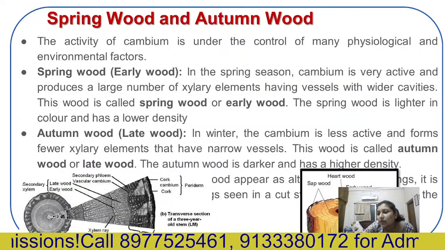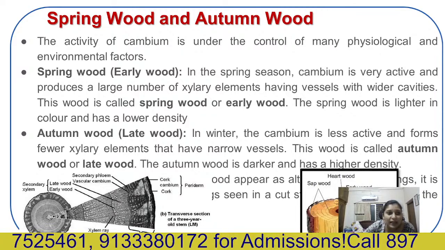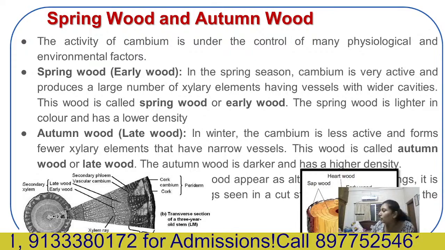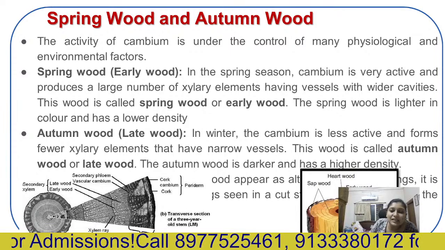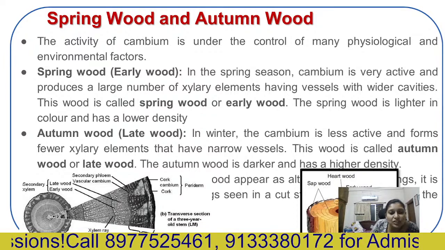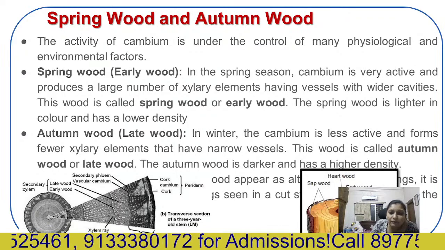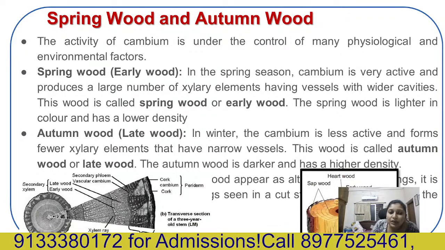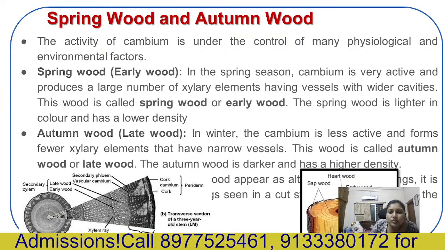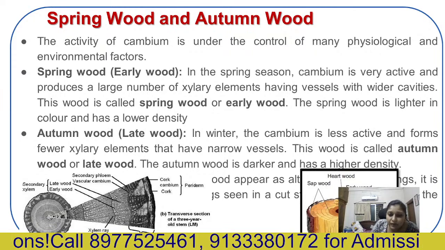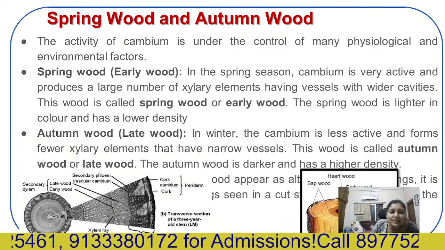Then springwood and autumn wood. The activity of the cambium is under the control of many physiological and environmental conditions. In springwood, in the spring season, the cambium is very active and produces a large number of xylary elements having vessels with wider cavities. Then autumn wood: in winter, the cambium is less active and there will be fewer xylary elements only. This wood is called autumn wood or late wood. Autumn wood is darker and has a higher density as compared to the spring wood.